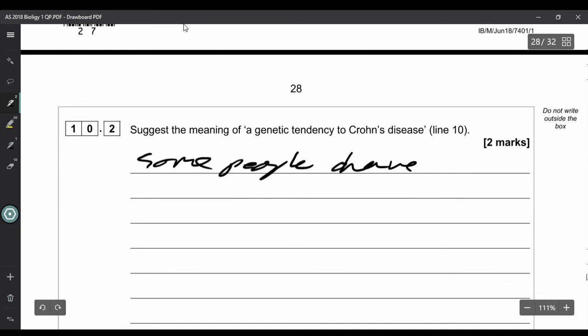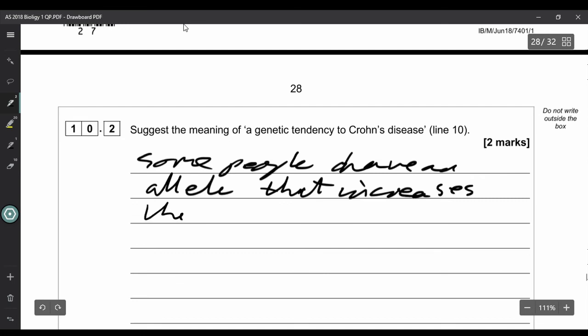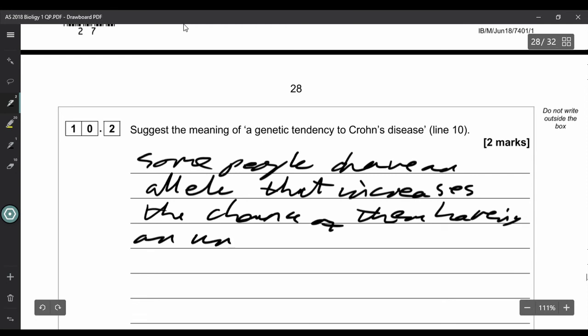have an allele that increases the chance of them having an unusually large T cell response.